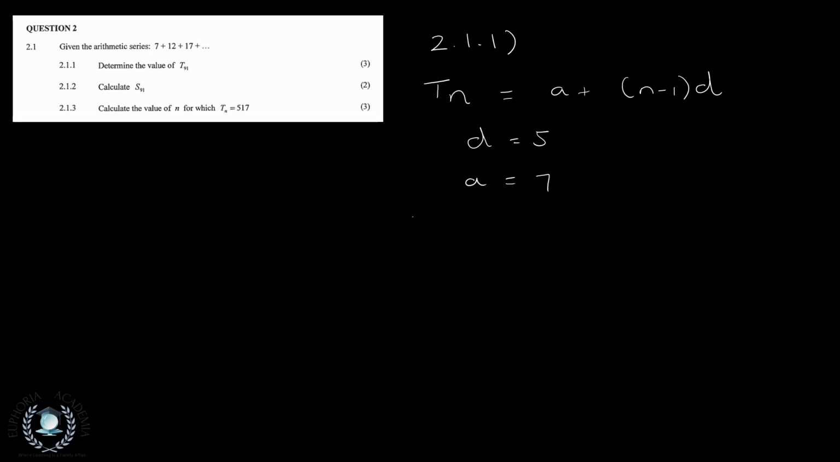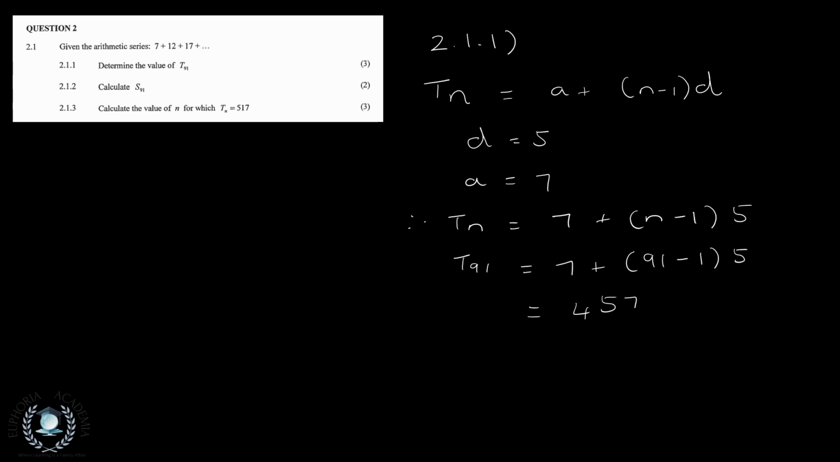So all we have to do is just put that in our formula. Tn is equal to 7 plus n minus 1, and then the common difference of 5. Now we're asked to find the value of the 91st term. So T91 is equal to, let's substitute what our n will be, and our n will be 91, and we just need to subtract 1 from it. And when you put all of that in your calculator, you will find that the 91st term is 457.